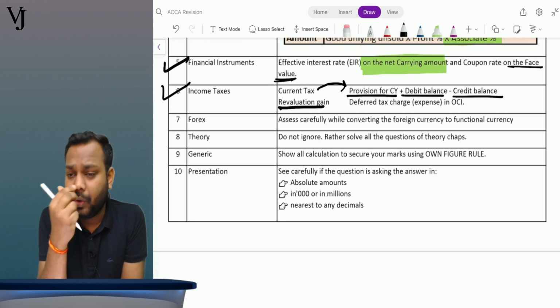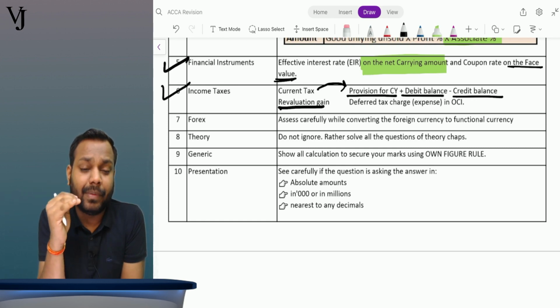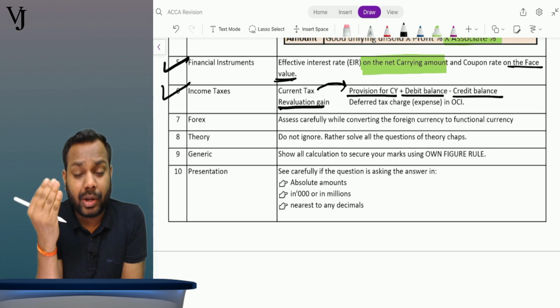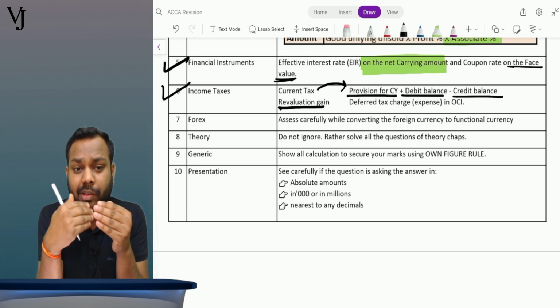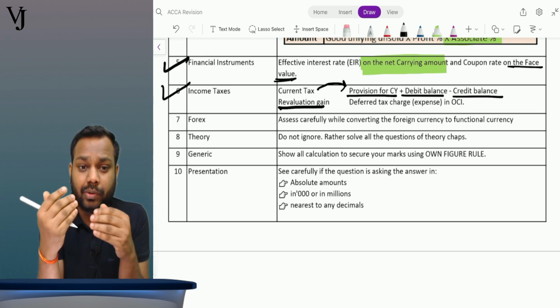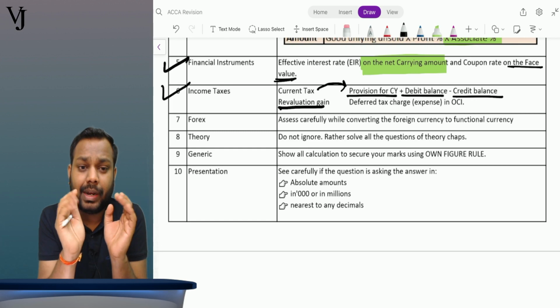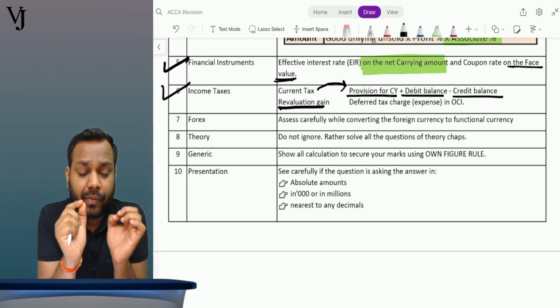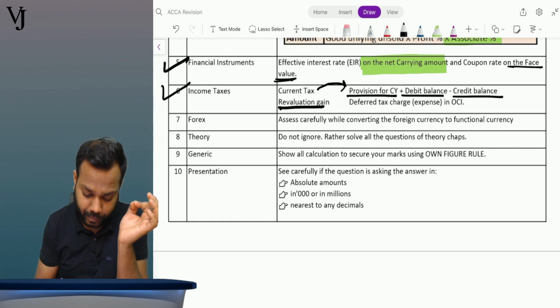If you are converting from stronger to weaker, then divide. If you are converting from weaker to stronger, then multiply. This is just a suggestion, because on the basis of the question, this logic can fail also. But be very careful when you are converting from foreign currency to functional currency.